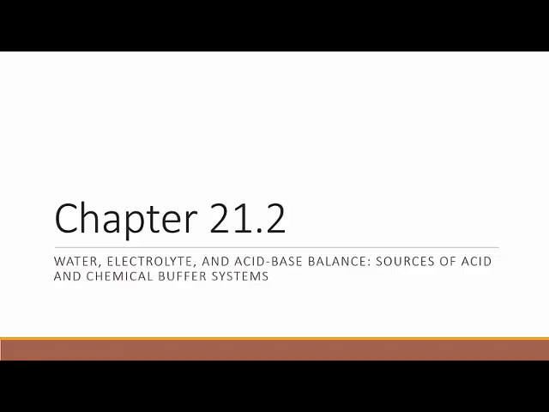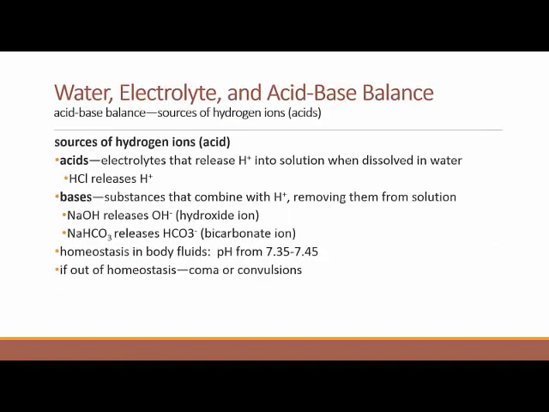We are now ready to talk about acid-base balancing, and we'll start this by looking at what it means for the body to be in balance around pH, and where we start to get out of balance. So we'll start by thinking about what an acid is. An acid is an electrolyte that, when dissolved in water, will release hydrogen ions.